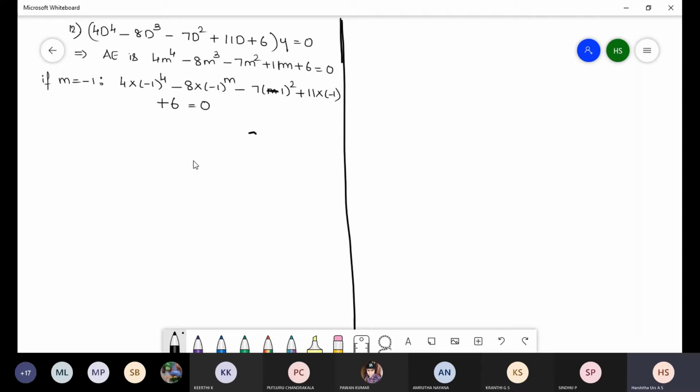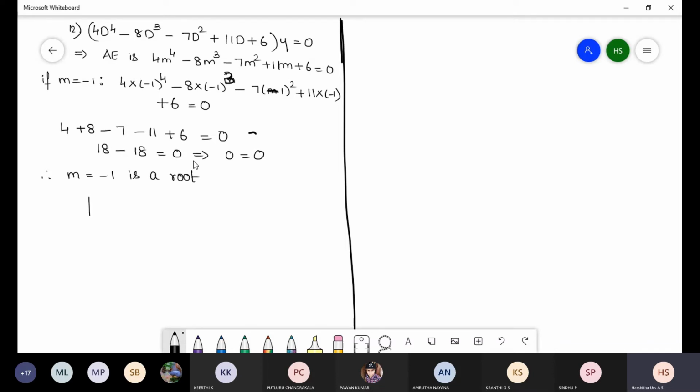So (minus 1) whole power 4 means plus 1, so I write only 4. Here (minus 1) whole cube: (minus 1) power 3 means minus 1, minus into minus is plus, so plus 8. Next minus 7 minus 11 plus 6 is equal to 0. So we get 18 minus 18 is equal to 0. So 0 is equal to 0. So we can write m is equal to minus 1 is a root.